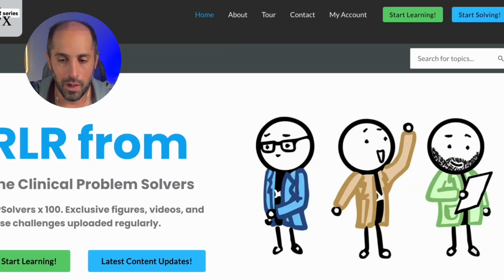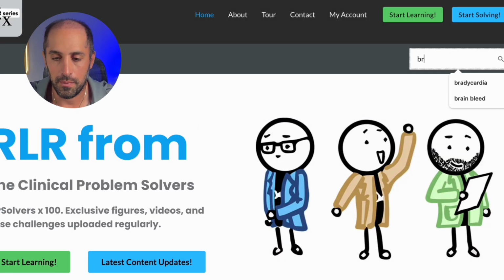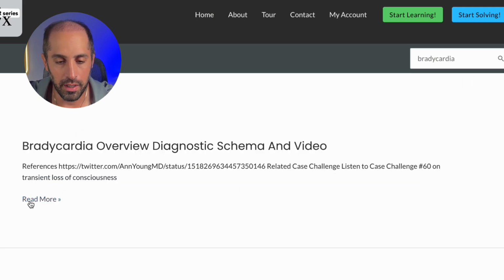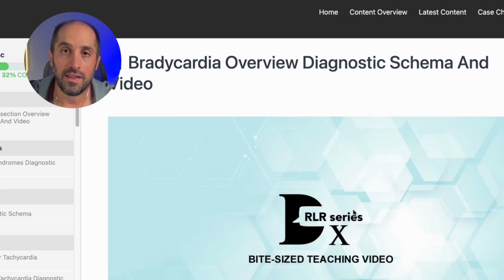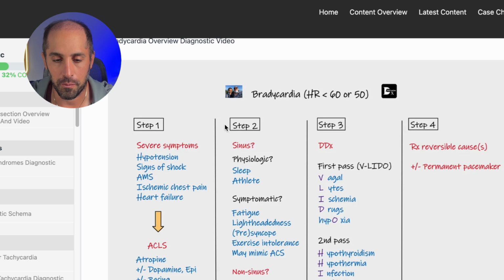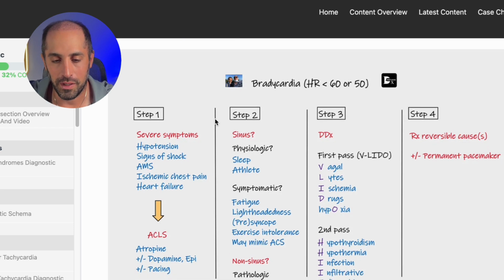So here I'm going to our website, rlrcpsolvers.com, typing in bradycardia. And here we have a schema on bradycardia. And by the way, this website is behind a subscription, but here's our 4-step approach. This is a little different than what we discussed. Step 1, if the patient is really bradycardic, ask the question: do they have severe symptoms like hypotension or heart failure? Because then you'll go down the ACLS algorithm, atropine plus or minus dopamine plus or minus pacing.